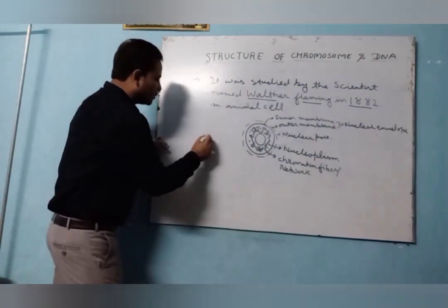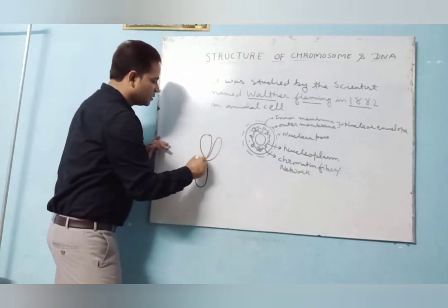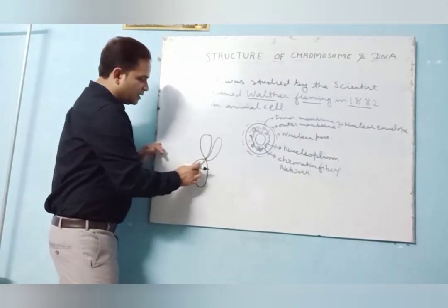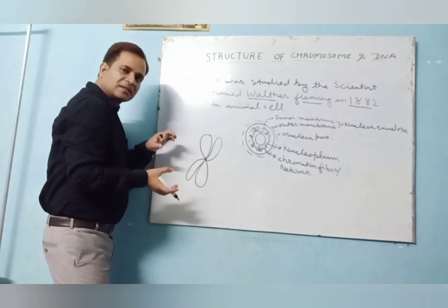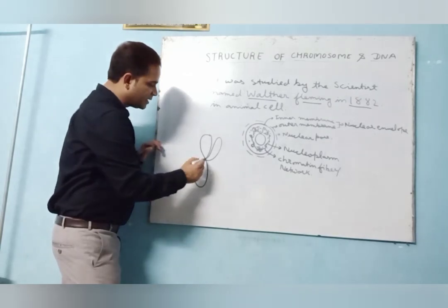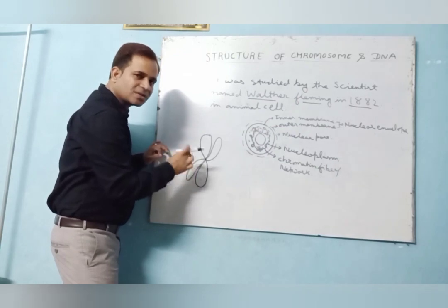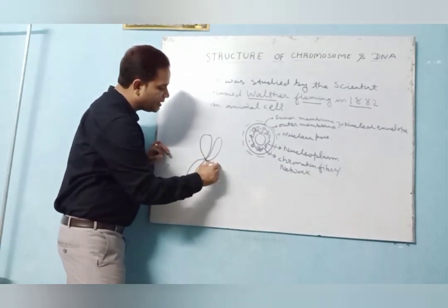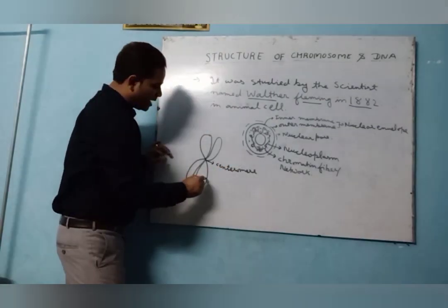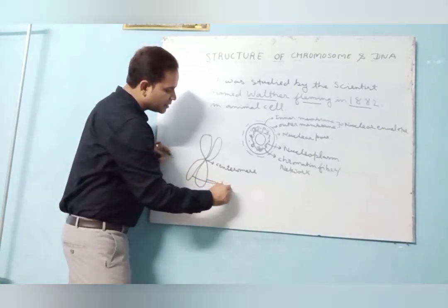Just see here, this one is the chromosome. So this chromosome is a condensed part of chromatin fiber which is formed at the time of cell division. And here the two ribbon-like structures are termed chromatids, which are attached at a point. That point is called the centromere. And these two chromatids are termed sister chromatids.